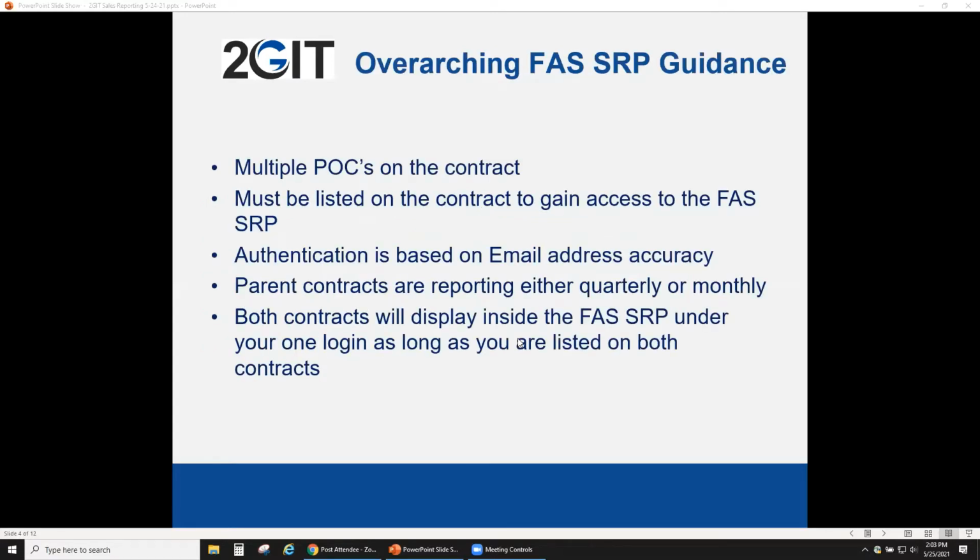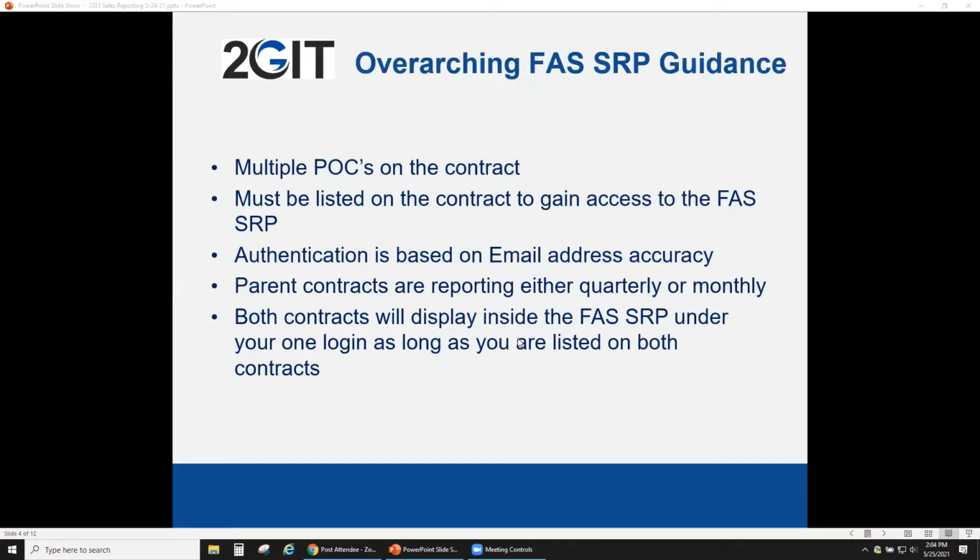Overarching FAS SRP guidance. Remember, you can have multiple POCs on the contract, but they must be listed on that contract in one of the roles to be able to gain access into the FAS SRP. The authentication in the system is based on email address accuracy. So if your email address is incorrect, your contract's not going to show up.